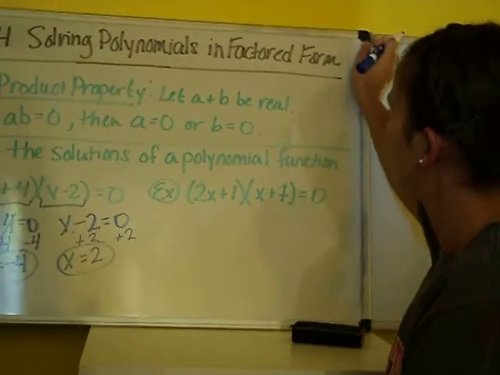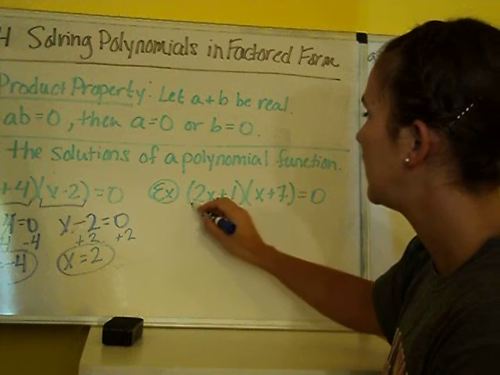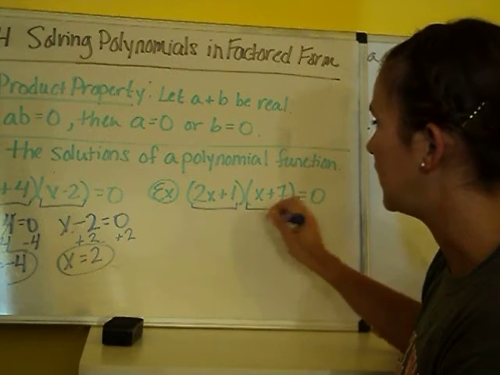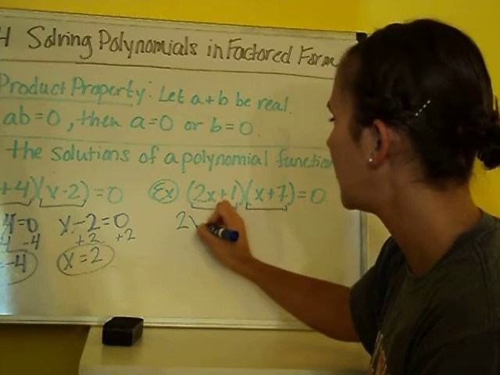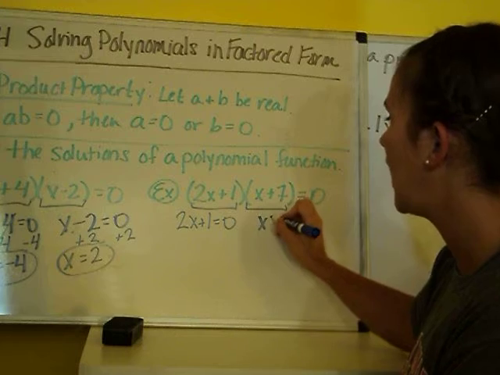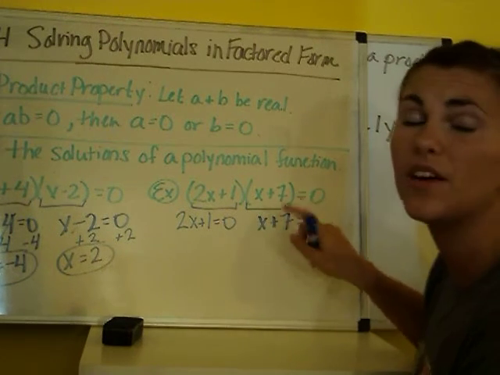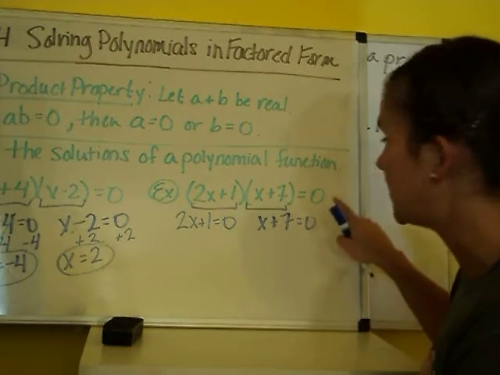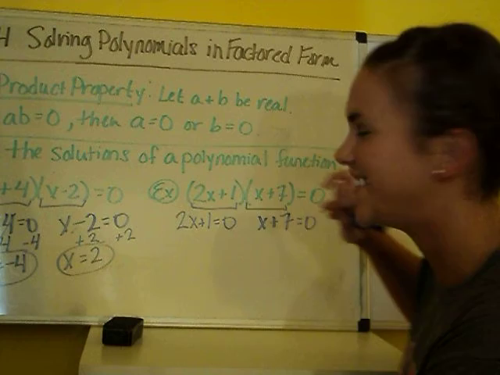Over here, we have the same type of problem. We have 2x plus 1 times x plus 7. This is our A and this is our B. So we're going to let 2x plus 1 equal 0 and x plus 7 equal 0. Notice that in order to use this property, we have to be set equal to 0, and we have to have factors.